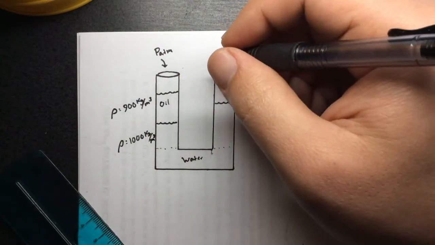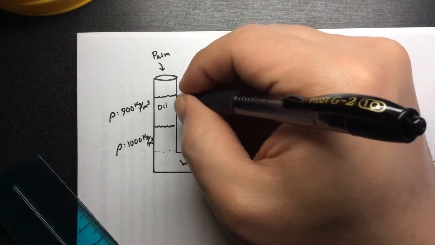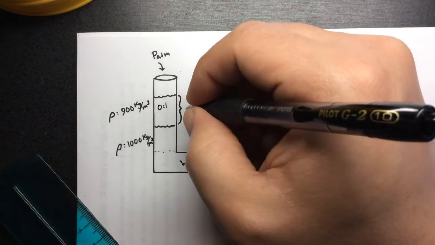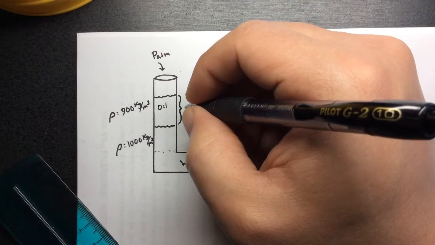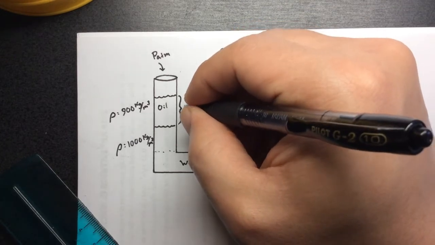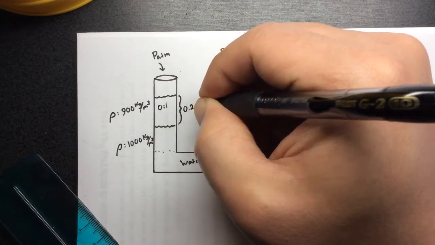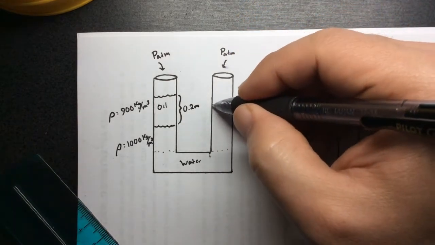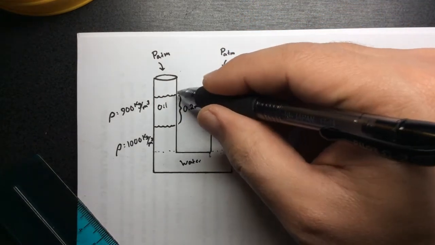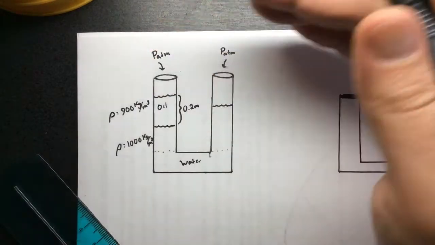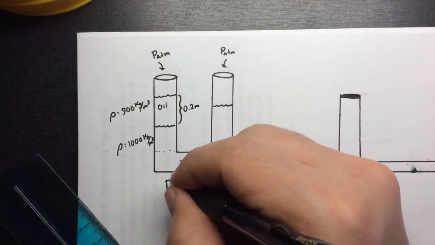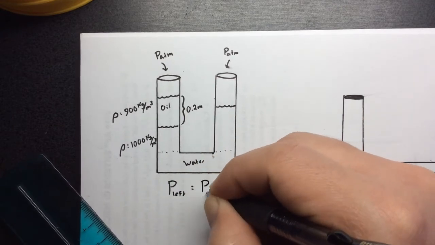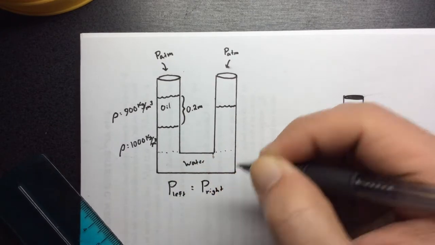And we pour in some water on the left side, and let's talk about the amount of oil that we pour in. Let's say we pour in 20 centimeters of it, so 0.2 meters worth. And the question now is, how much difference in level is there between the left side and the right side? So just to compare, the pressure on the left side should be equal to the pressure on the right side.